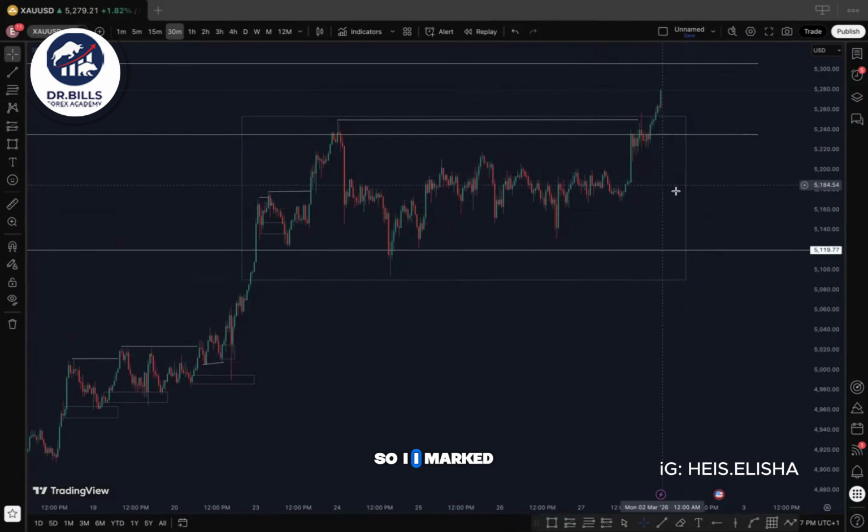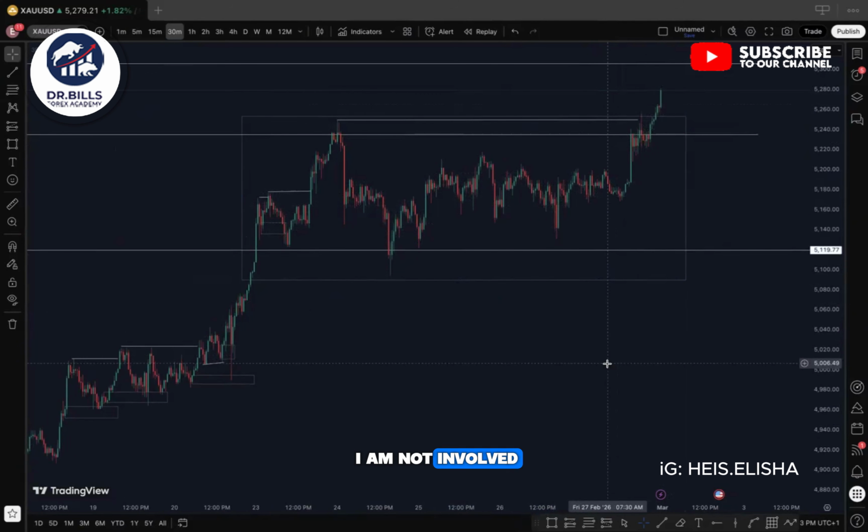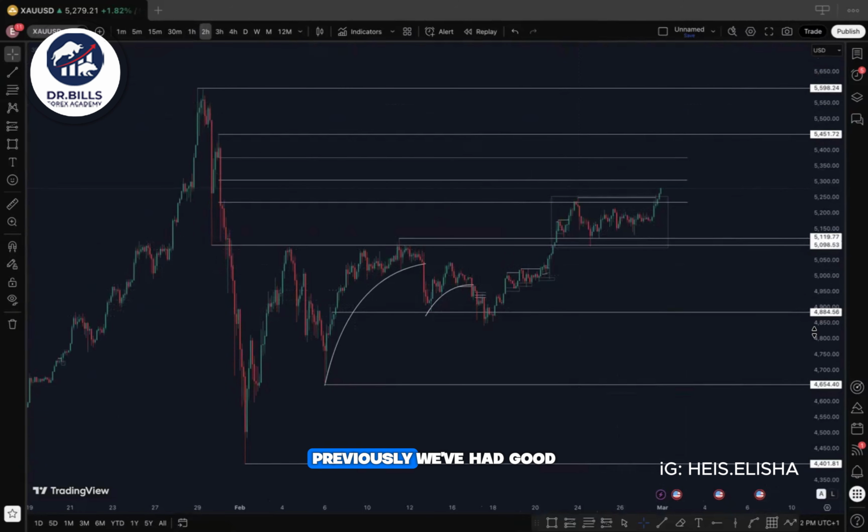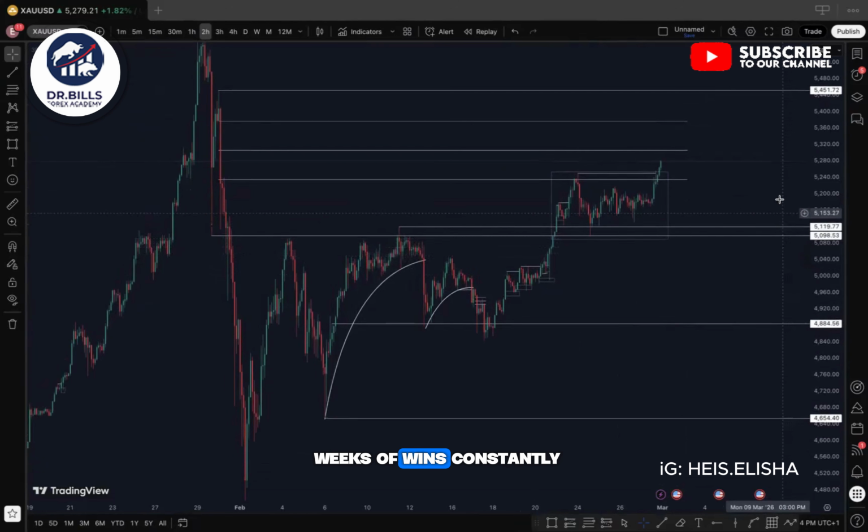So I marked out the zone. I was like, if price is not going above or below the zone, I am out, right? I am not involved and I do not want to be involved because this is just crazy. But yeah, I took the whole week off. Price bounced around, ranged a lot. If you're selling, stop loss, if you're buying, stop loss here. And it was just like you can't hold gold for long last week, it will just be a straight up loss. Previously, we've had good weeks of wins constantly.